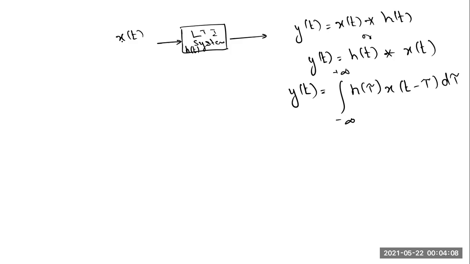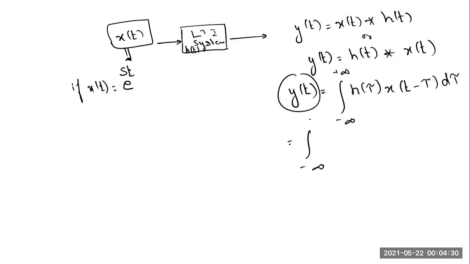Now, what we are saying is, we are now taking this x of t equal to e raised to power st. So let's find out, if x of t is equal to e raised to power st, what is going to be output or response of the system? So let me substitute this. Minus infinity to plus infinity, h of tau and x of t minus tau. So x of t minus tau means I need to replace t by t minus tau, d tau.